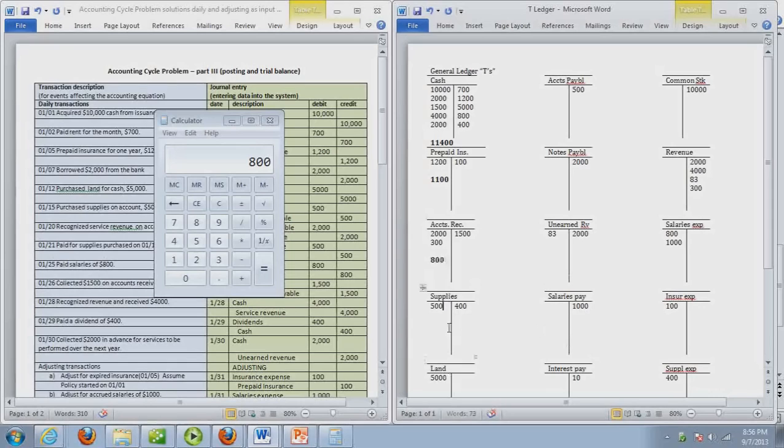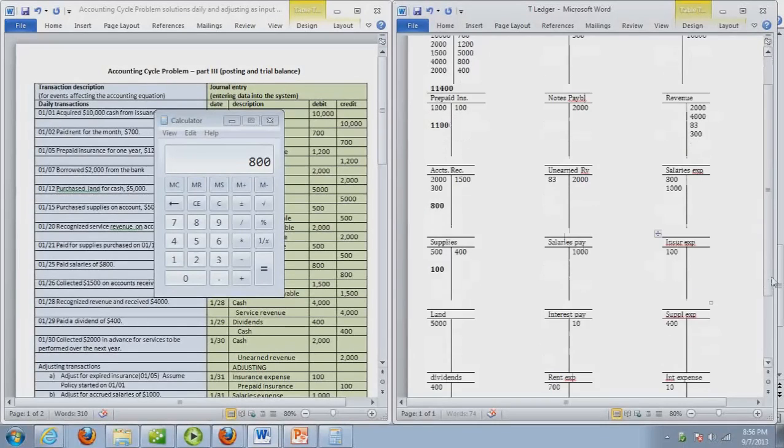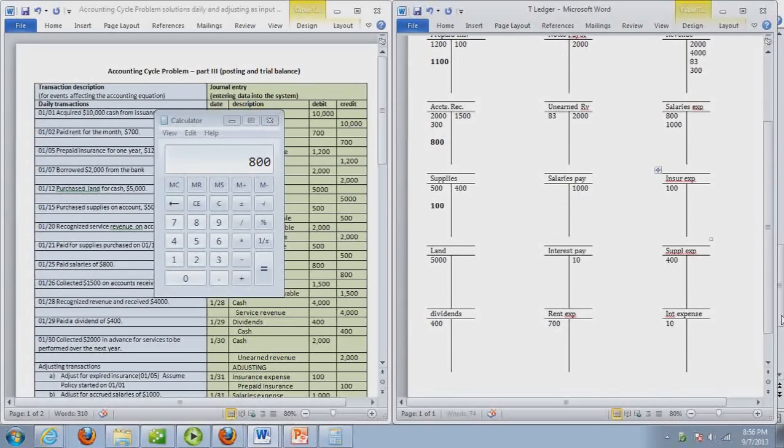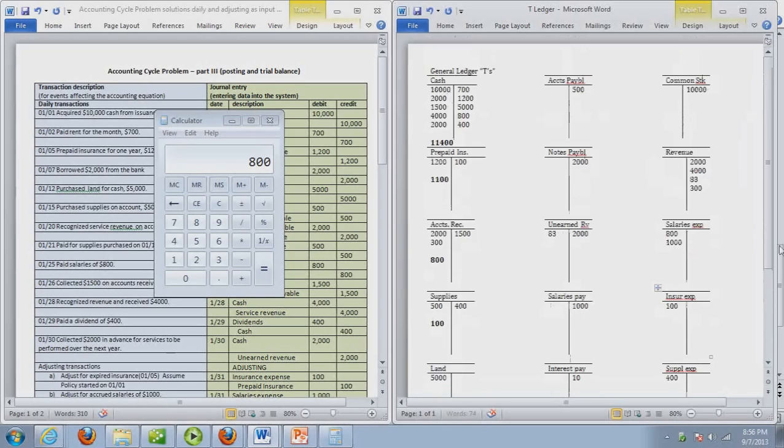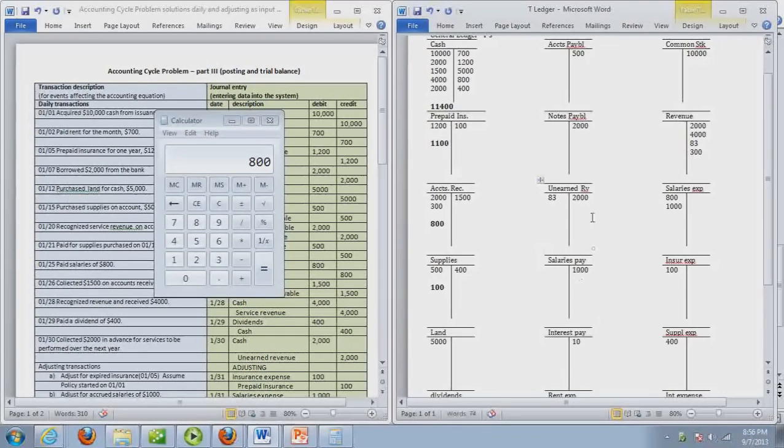Supplies, I think I can do that one in my head maybe. 100 difference. Assets should be either debit balances, as you can see, or zero. If you have one entry, you don't have to balance that. So those are the good news ones. Over here to unearned revenue, if I take 2,000 minus 83, 1,917. Hopefully that's right. Okay, so that's the balance.